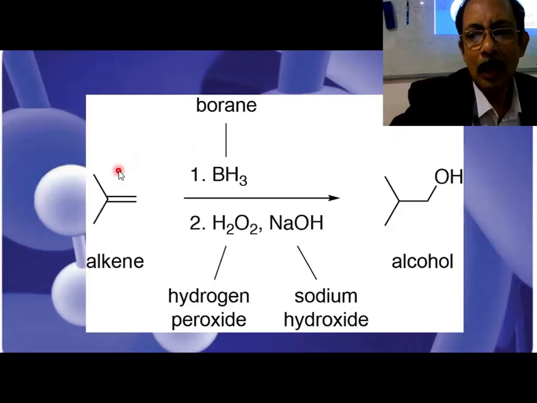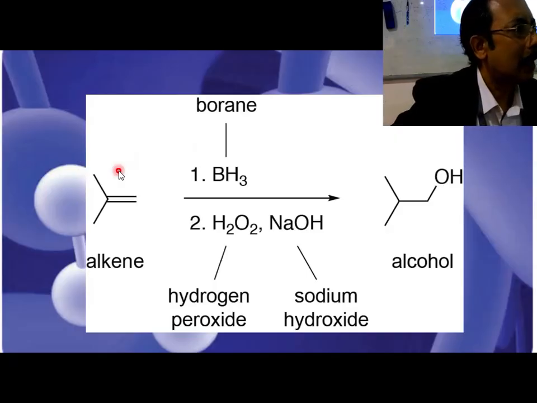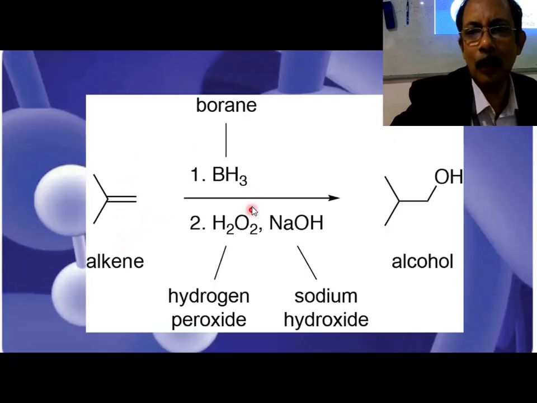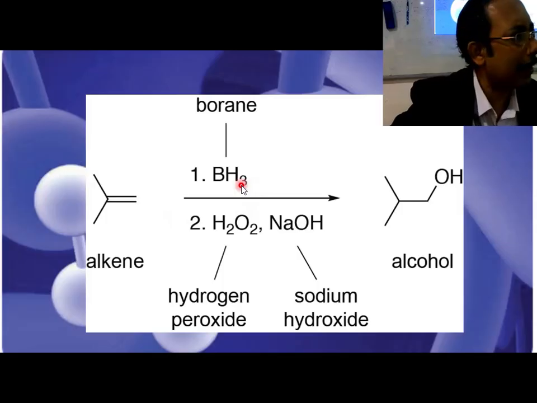This is called the hydroboration reaction. Hydroboration means with the help of BH3, borane. It is not stable, so it is always in a dimer form, which is called diborane, B2H6. BH3 whole 2, B2H6, is called diborane. Have you heard of this molecule? Diborane, B2H6.